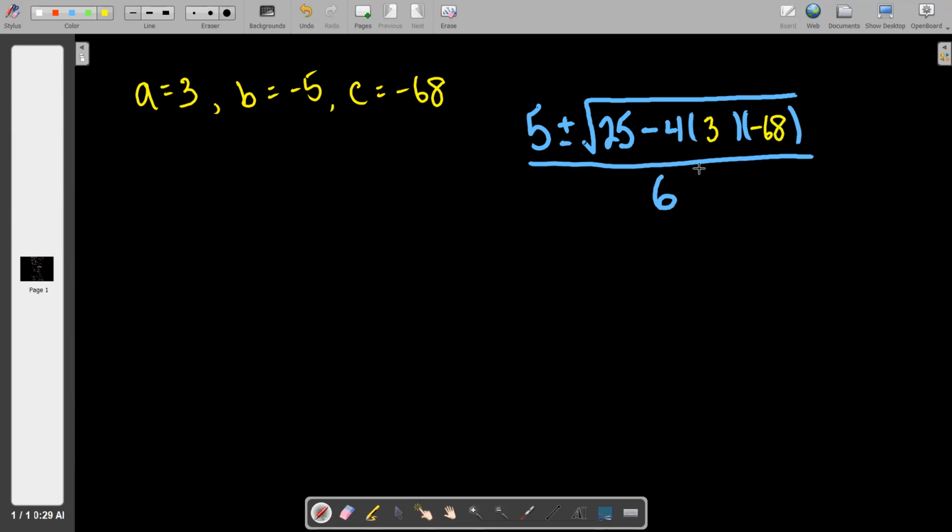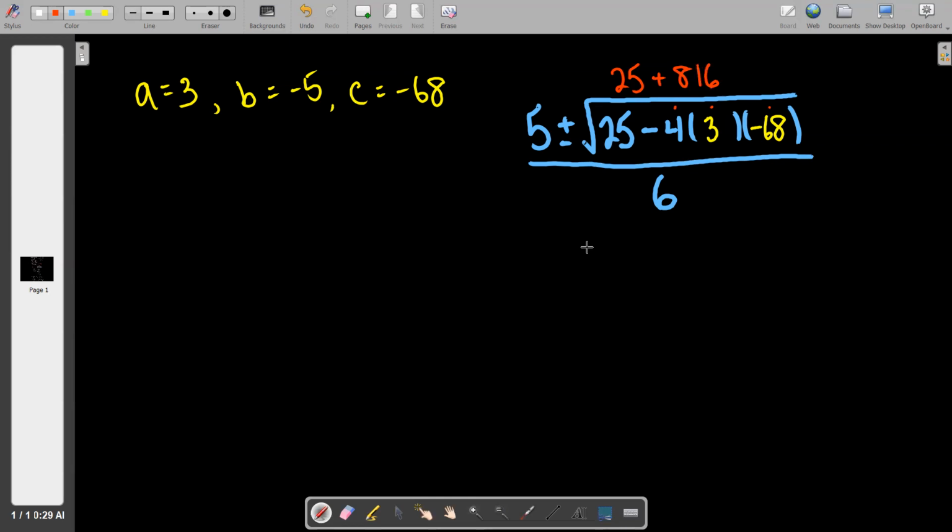So again, the question is always, is it a stay minus or switch to plus? This is a switcher because the minus has a negative somewhere on down the line after him. And so using your calculator for this one, you definitely want to use your calculator for 4 times 3 times 68. Oof, what is that? So we get 25 plus 816.